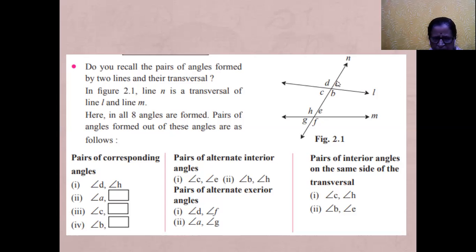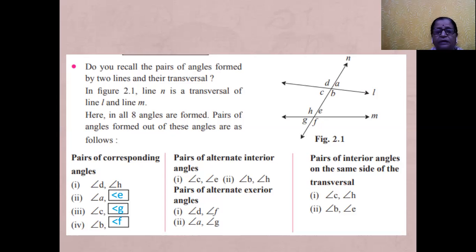See here, angle D and angle H is one of the corresponding angle pairs. Like that, other pairs are also there. Angle A and angle E are corresponding angles. This is another pair, and the third pair, on one side of this transversal, is angle C and angle G, which are equal in measure. On the other side of the transversal, angle B and angle F are corresponding angles.